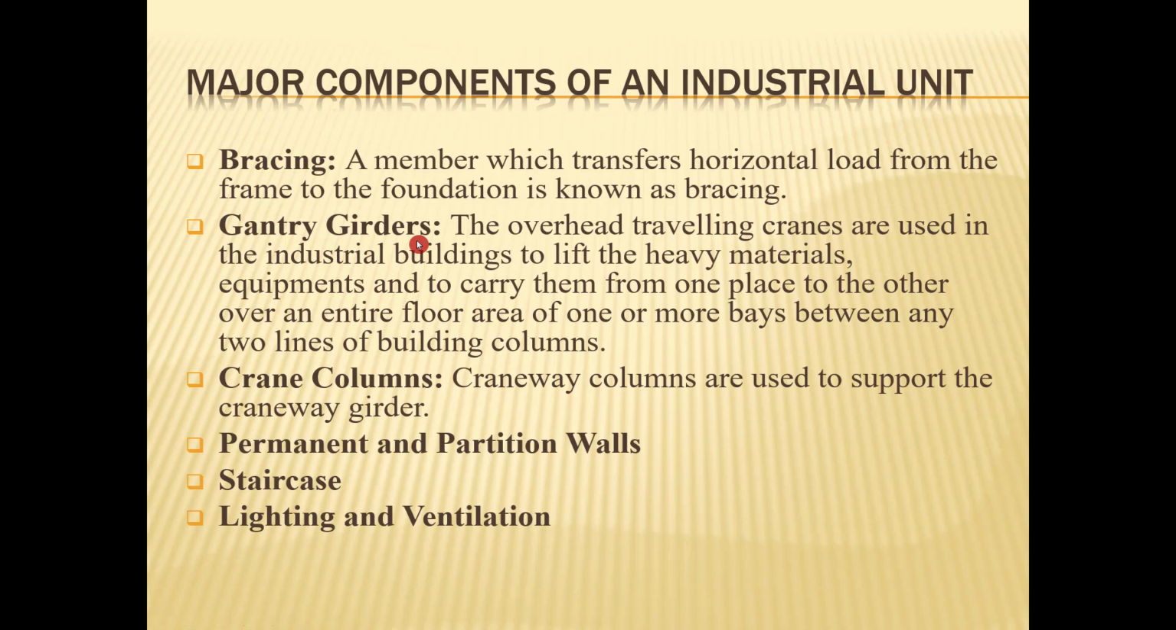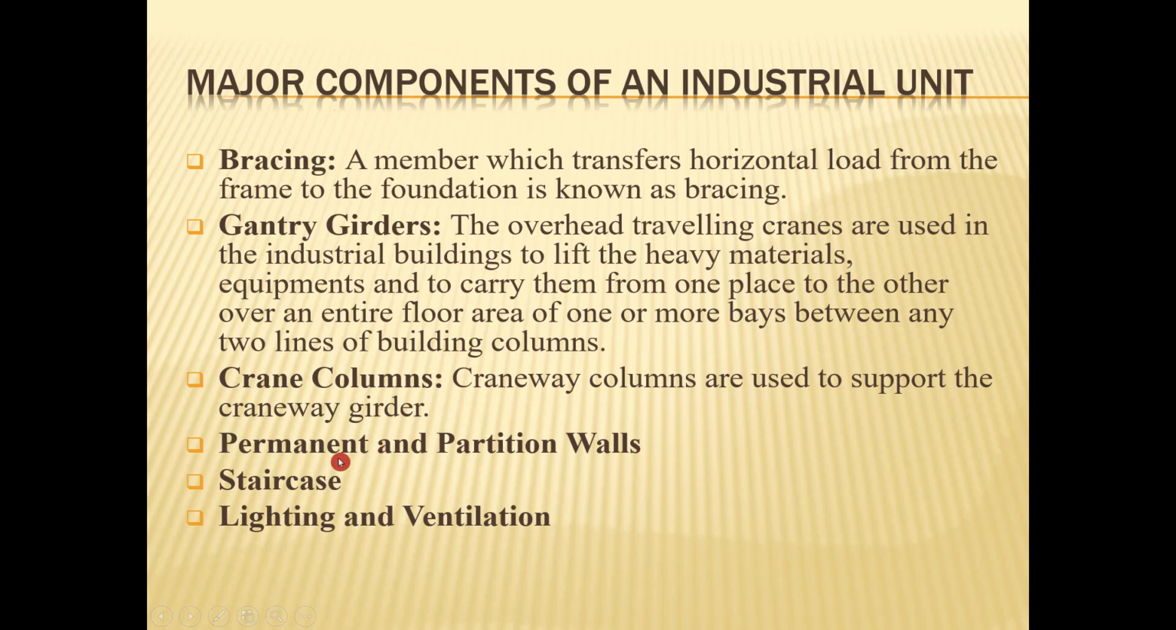They are the overhead traveling cranes and are used in the industrial buildings to lift the heavy materials, equipments, and to carry them from one place to the other over the entire floor area of one or more bays in between any two lines of building columns. So it's like, for material handling, we are using the gantry girders. The crane columns are used to support the craneway gantry girder. So this also you have seen in the last video.